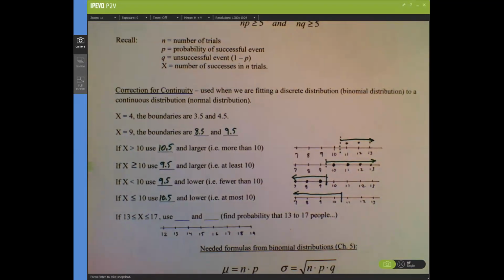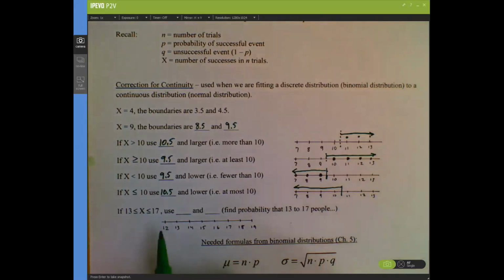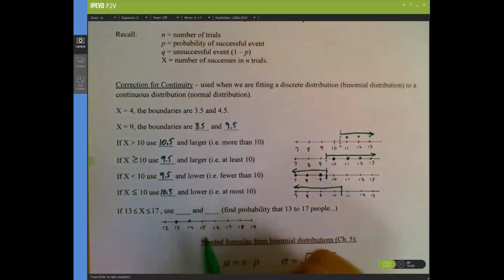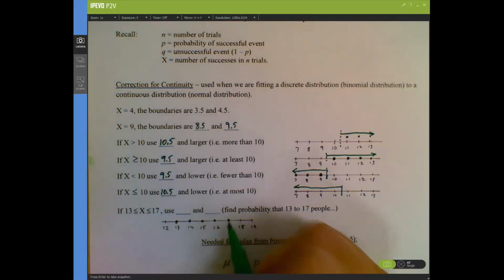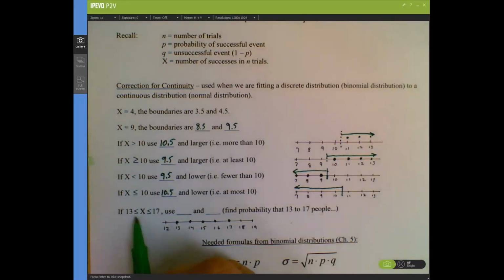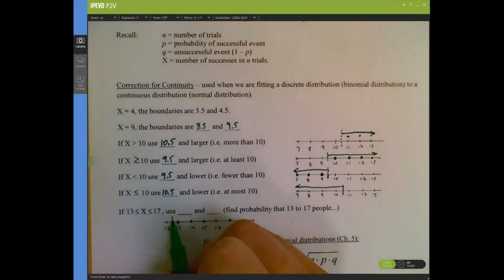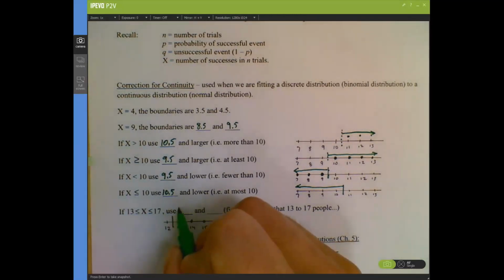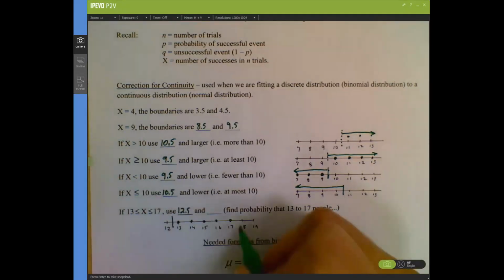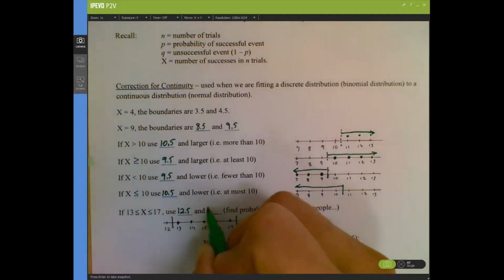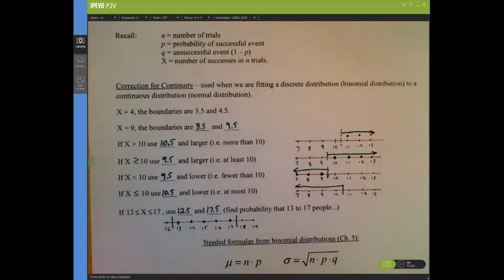Okay, try this last one. Okay, so again, looking at my number line here, we went from 13 to 17. We want 13, 14, 15, 16, 17. Okay, it includes them both with the less than or equal signs. So our boundary is there, 12.5, and right there at 17.5. Those are the boundaries you need to do the correction for continuity on these.